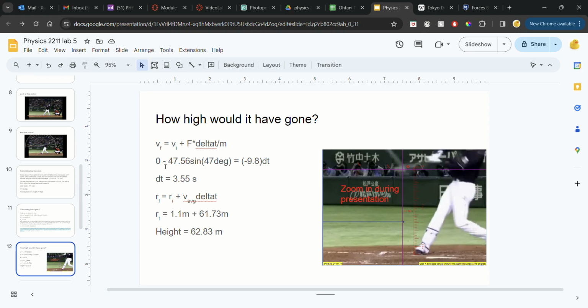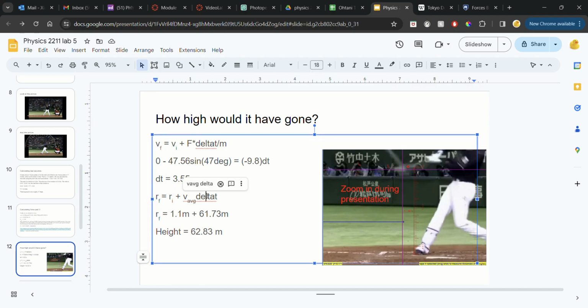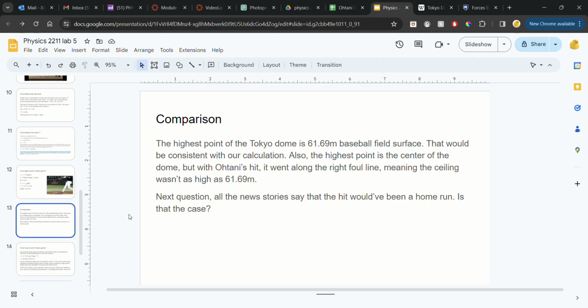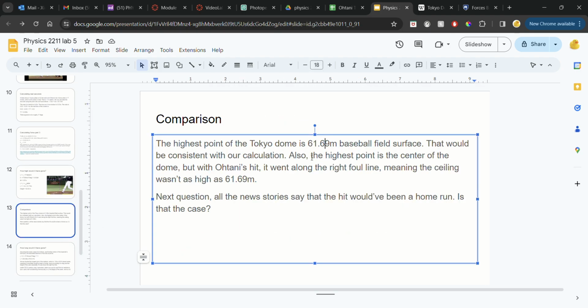And how high did the ball go? Well, if we use his exit velocity, we just use the velocity update formula to get the time, and then use that to get the position. We get that he hit the ball a maximum of 62.8 meters, which makes sense because the highest point of the Tokyo Dome is this tall, and Ohtani didn't even hit it to the center of Tokyo Dome. He hit it more to the side. So that means this calculation is consistent with the video.